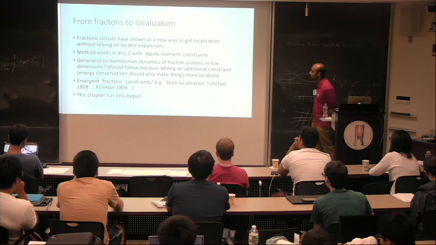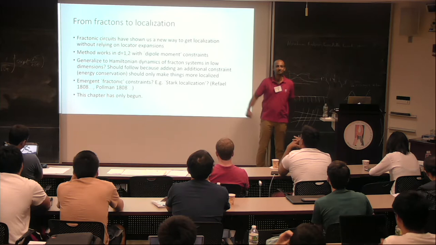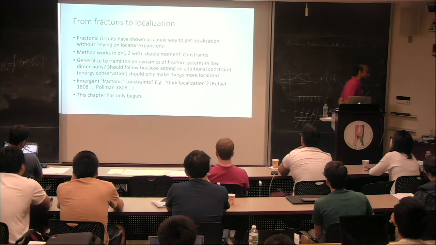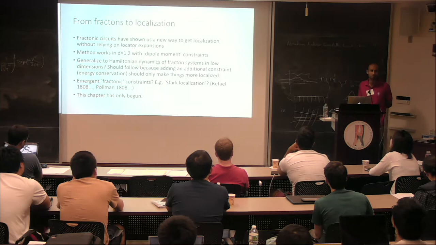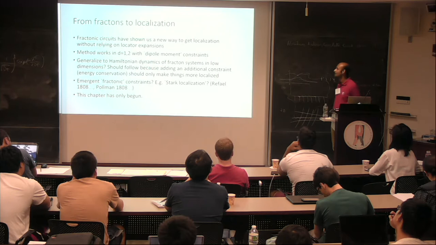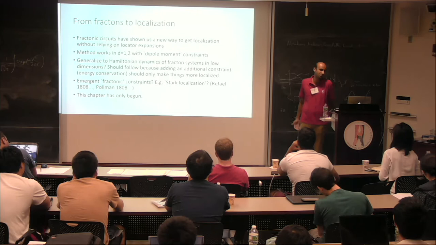Also, so far, I just wrote down a circuit which had dipole moment conservation imposed by hand. How could this arise in a realistic system? Well, one way would be to actually have a fracton phase in two dimensions or one dimension. We don't know how to get a lattice model of fractons in two dimensions. There are field theories that do it. We also don't know if 1D fracton phases exist at all as stable phases. I mean, maybe they do.